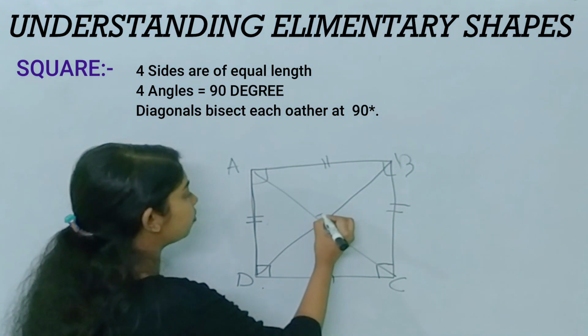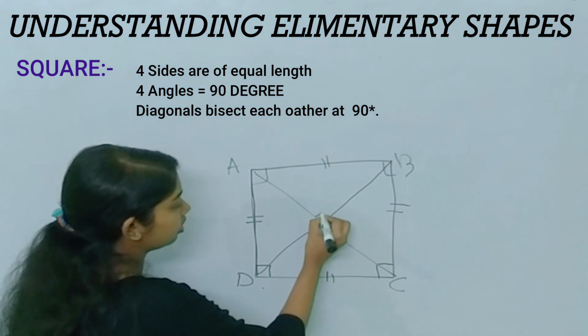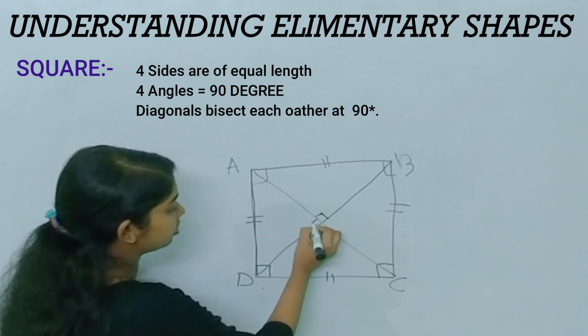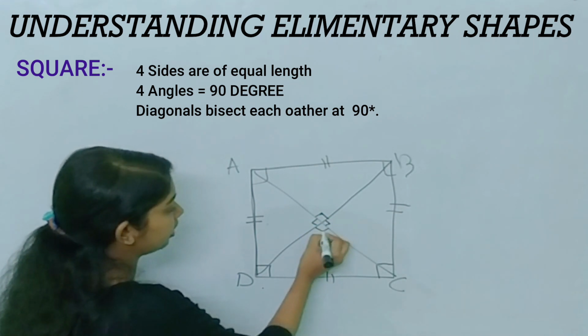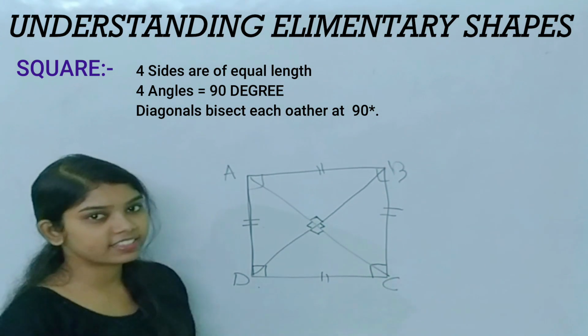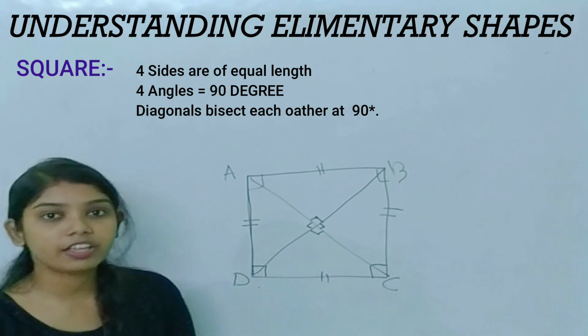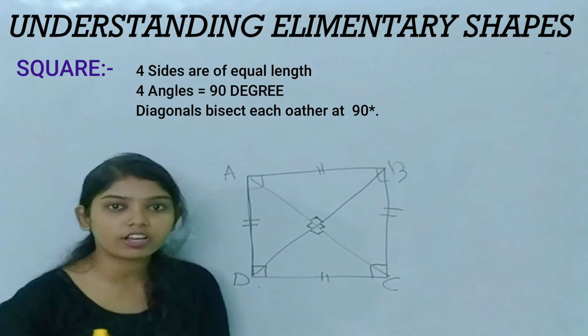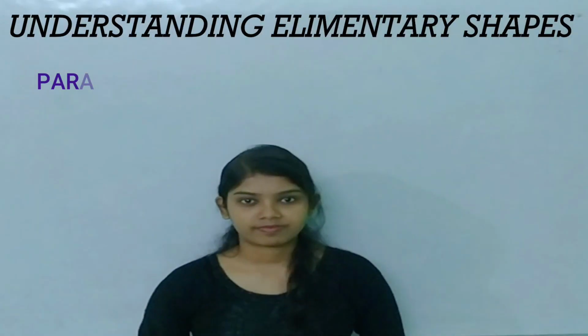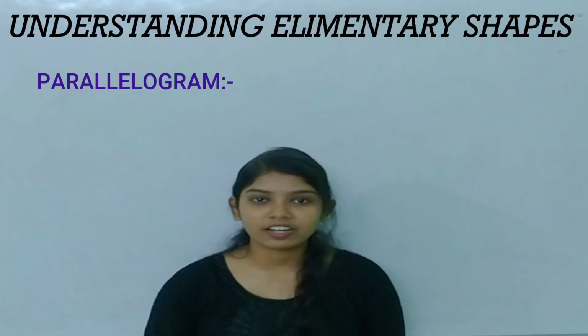That means the angle here is 90 degree, here is also 90, 90 and 90, okay. So we can say a square is a rectangle in which the opposite sides have equal length. Alright. The next one is parallelogram.